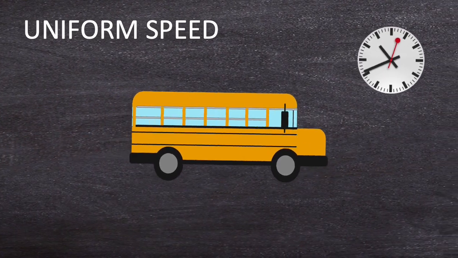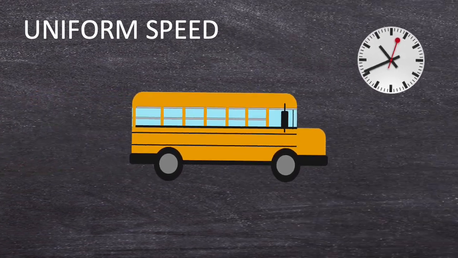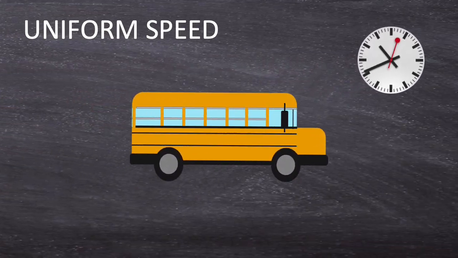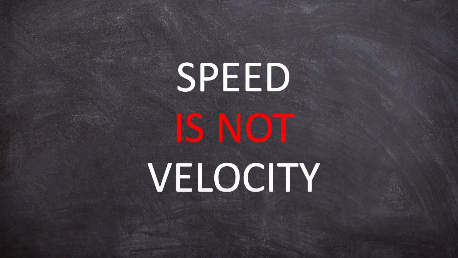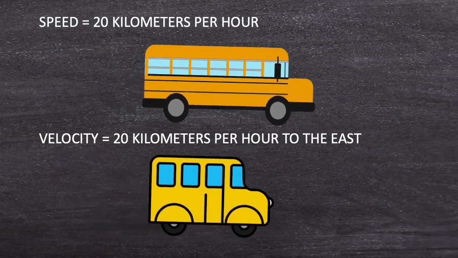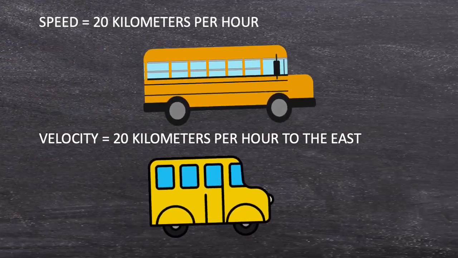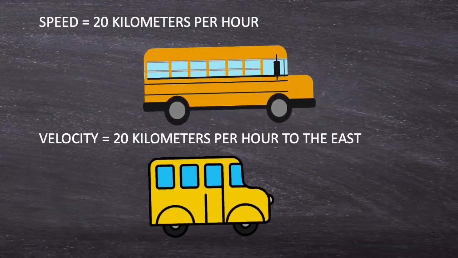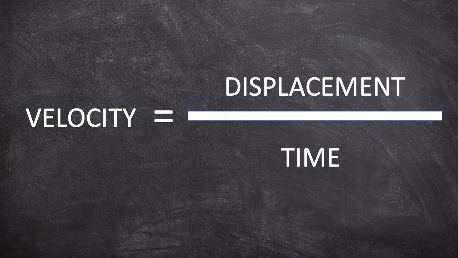If an object covers the same distances in the same amount of time, we say the object is moving with uniform speed. It is also very important to note that speed and velocity are not the same. Speed does not require direction, but in discussing velocity you must provide the direction. Velocity is related to displacement. When we divide the total displacement of an object by time, we get the velocity of the object.